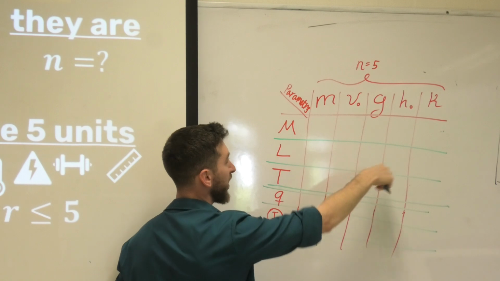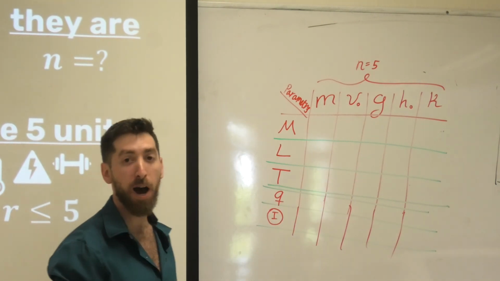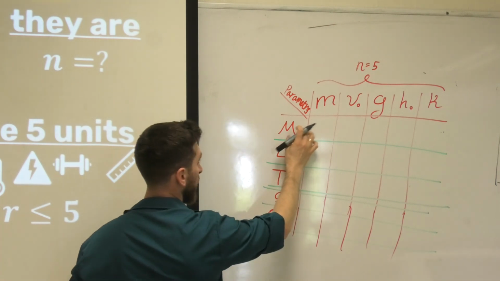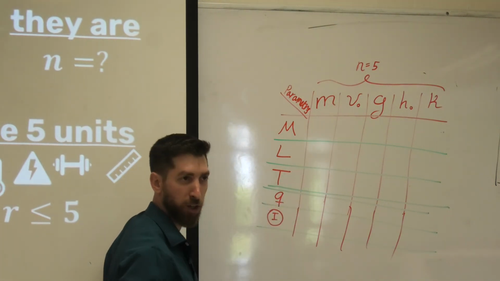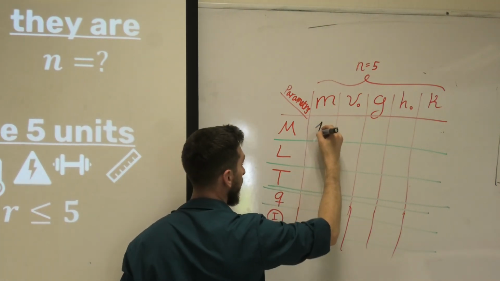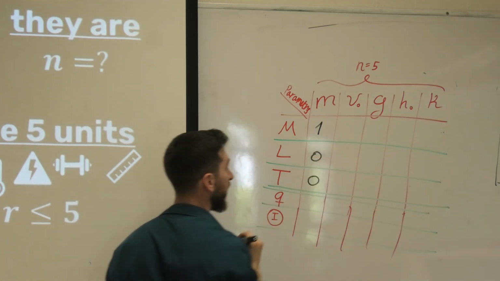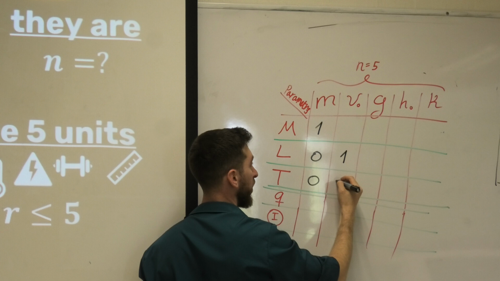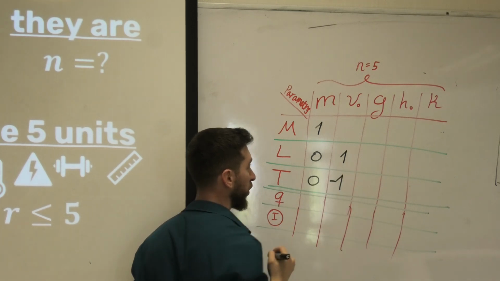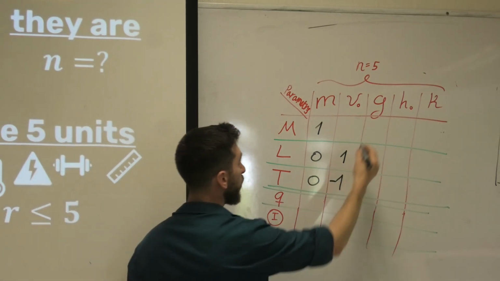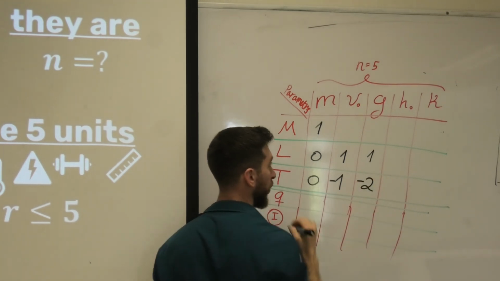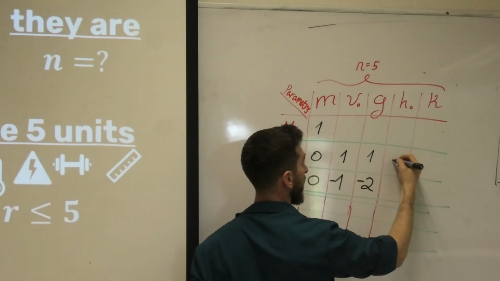So we want to present the unit of each one as a power. Okay? So how much mass do we have in normal mass? Only 1, and 0 of the others. Velocity is 1 meter per 1 second. It's per, so it's a negative. Gravity is 1 meter per second squared, right? H is easy, it's 1.